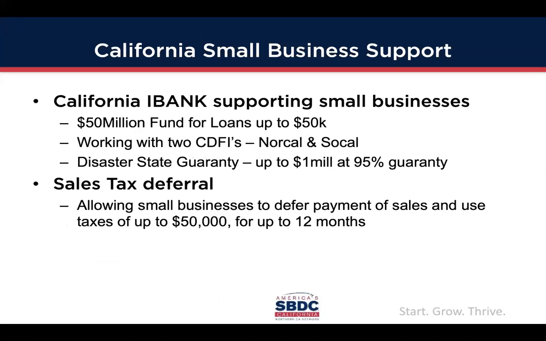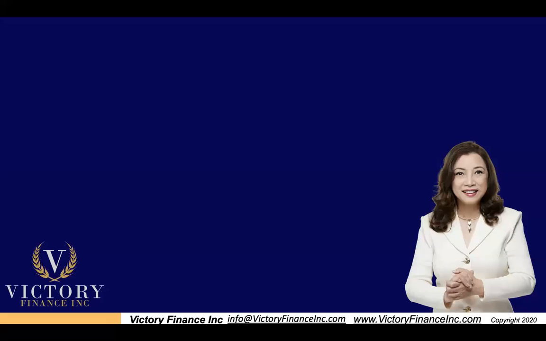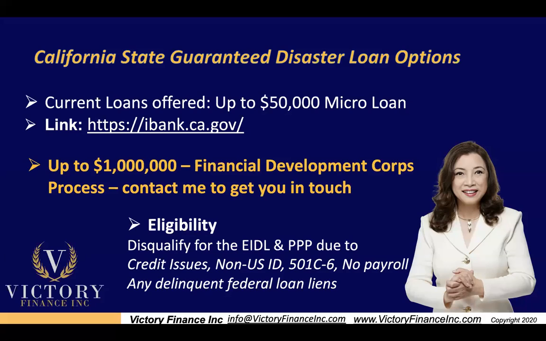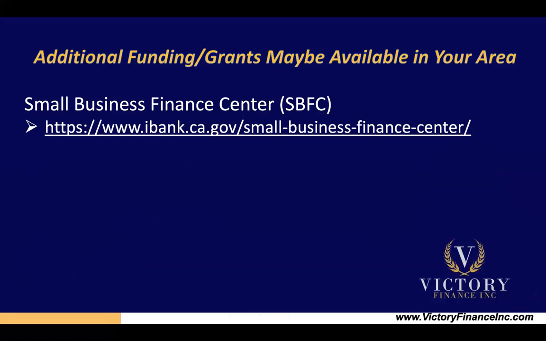And the iBank loan, they have the micro loans, and then they also have the disaster state guaranteed loan, which is up to $1 million. Okay, yeah, tax deferment is up to 12 months, and it's maximum $50,000, which is great as well too. Okay, and if you're in state of California, and if you want to know more about those loans, state guaranteed disaster loans, let me know. There's also local loans as well too, and local grant, and then the eligibilities. So the first one is for state of California, it's ibank.ca.gov.